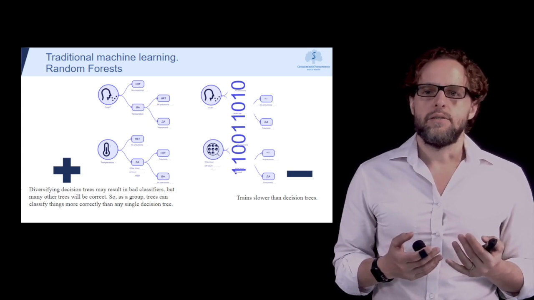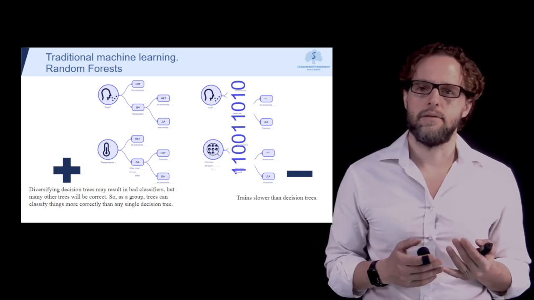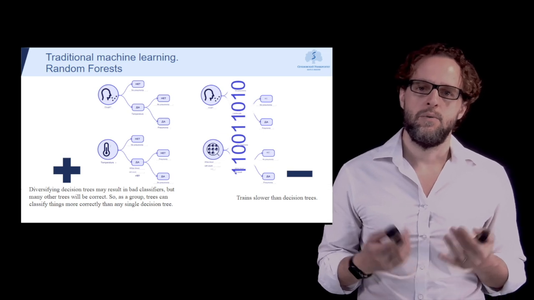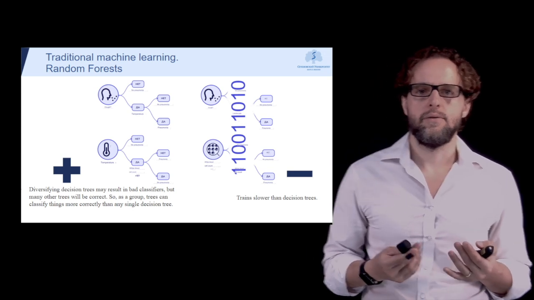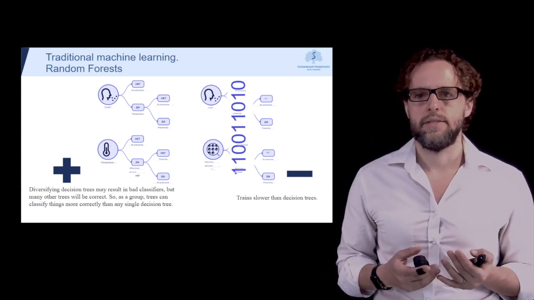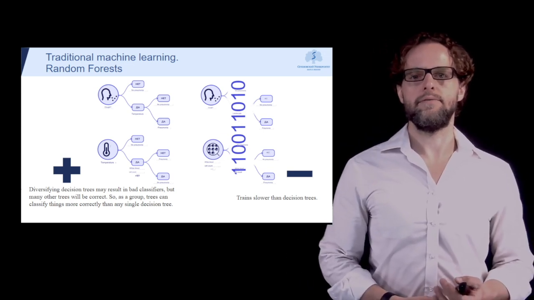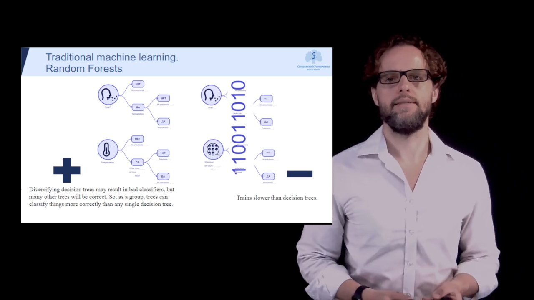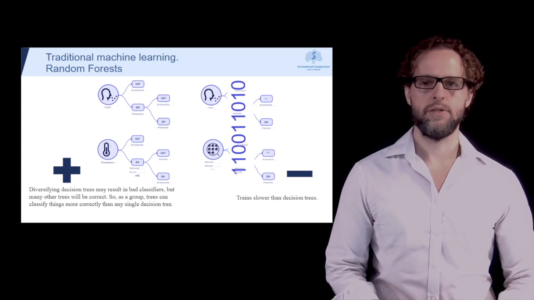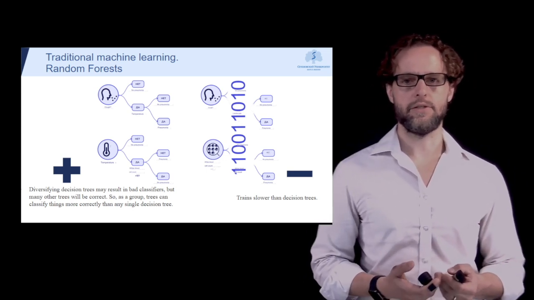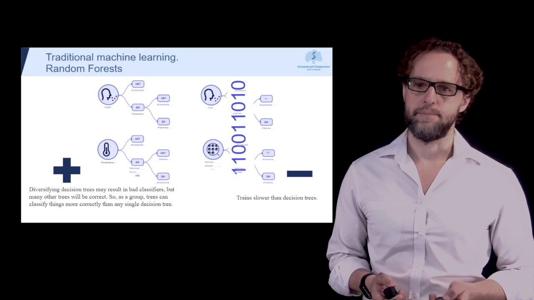Diversification of decision trees can lead to the construction of individual bad classifiers, while other decision trees of the created set will be correct. As a result of reaching consensus, the trees can classify more correctly than any single decision tree. Of course, there are flaws in this algorithm. Learning is more difficult than with decision trees, and these models will have a bigger size.